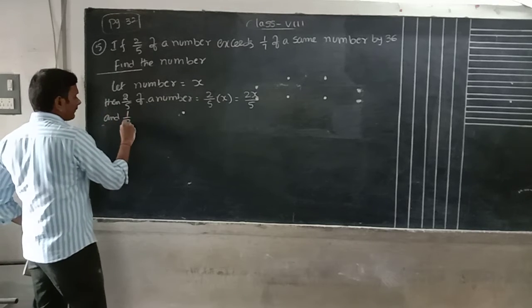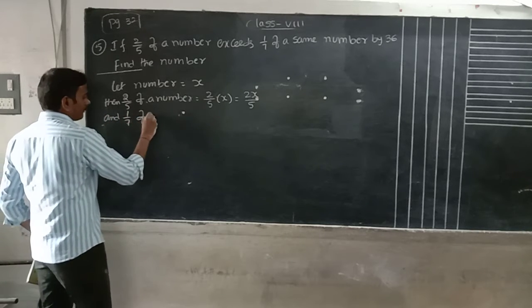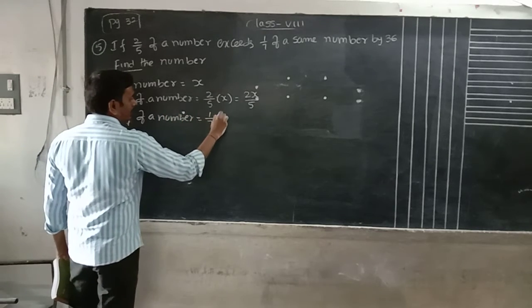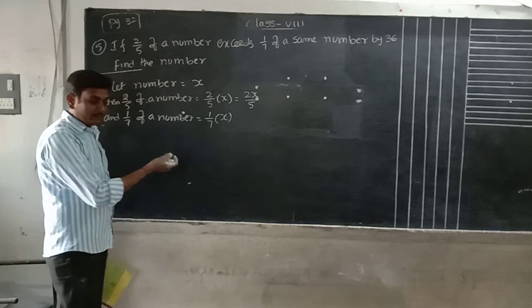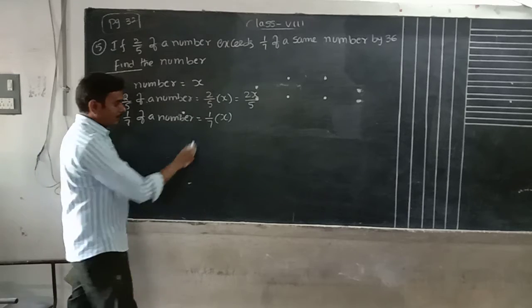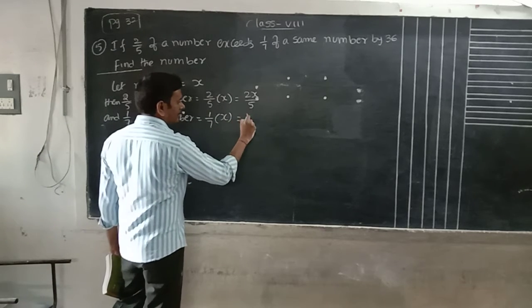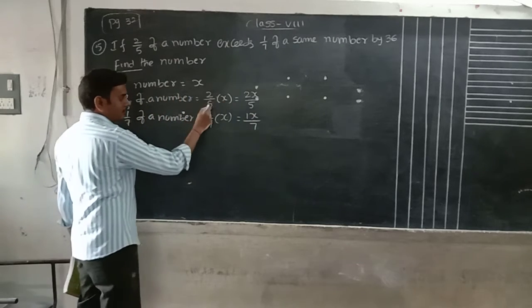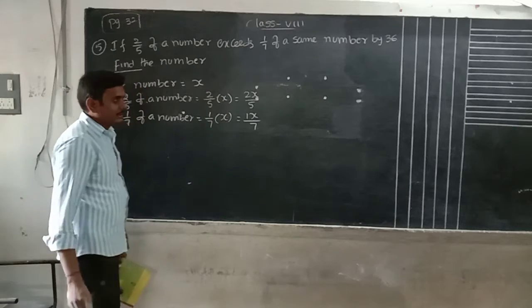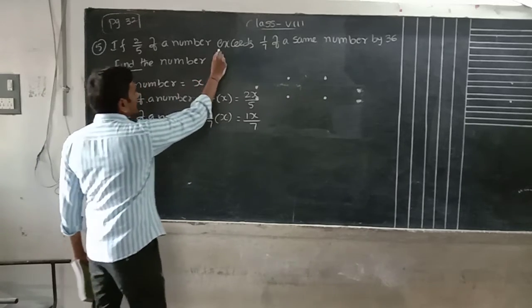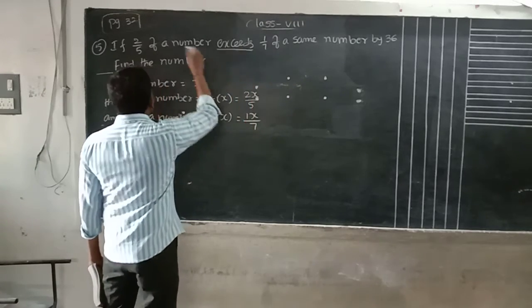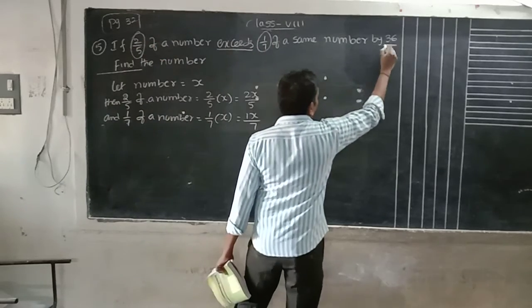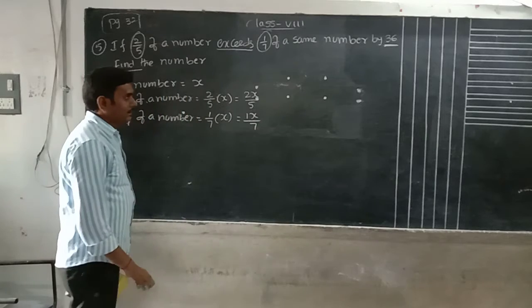1 by 7 of a number equals 1 by 7 into x. In x, we have to calculate the 1 by 7 part. 1 into x is 1x by 7. And 2 into x is 2x by 5. What is the question? Exceeds. That means this number exceeds by this one, equal to 36.